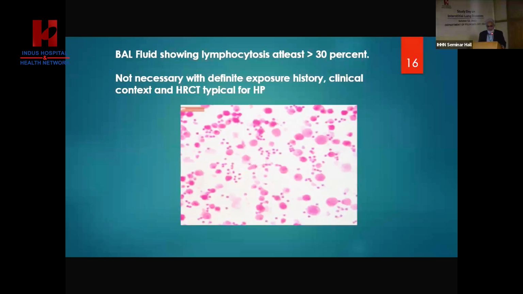Bronchoscopic lavage searching for lymphocytosis, which should at least be more than 30% to be consistent with HP. The more the fibrosis, the lesser is this percentage. But again, this is not necessary where there is a definite exposure history, where there is strong clinical context, and the HRCT is typical for HP.